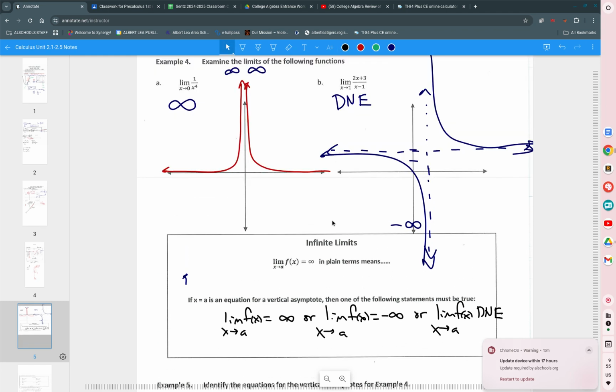And to wrap this up, what is the equation for the vertical asymptote here? Vertical line, x equals or y equals? X equals. So x equals 0 is the equation for this vertical asymptote. Notice how it produced an infinite limit. And in this situation, x is equal to 1, the vertical asymptote that in fact produced that does not exist scenario.